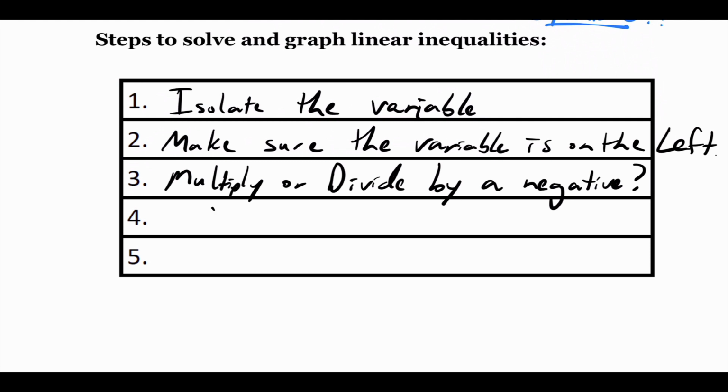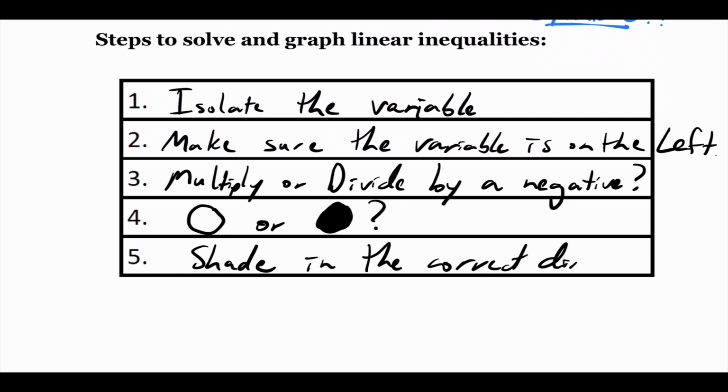Step 4, open dot or close dot. I'll talk about what that means when we do one problem. That's a decision you have to make. Is it open or closed? And then the last one is shade in the correct direction. Shade in the correct direction, either right or left. Only 2 options today. Shade right, shade left. Okay.